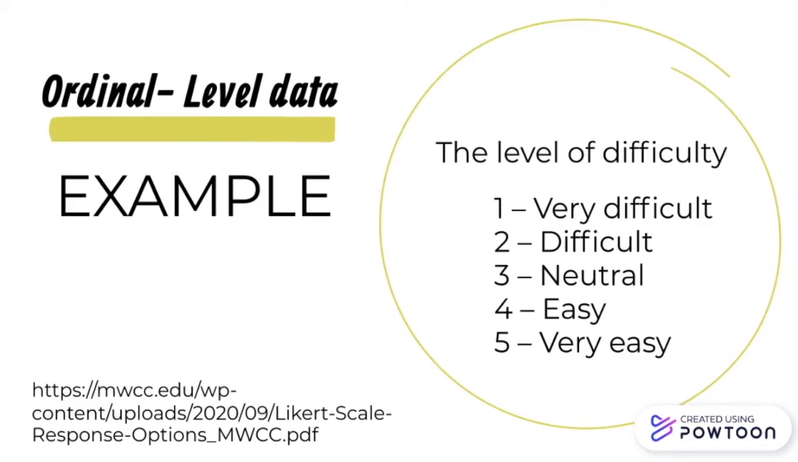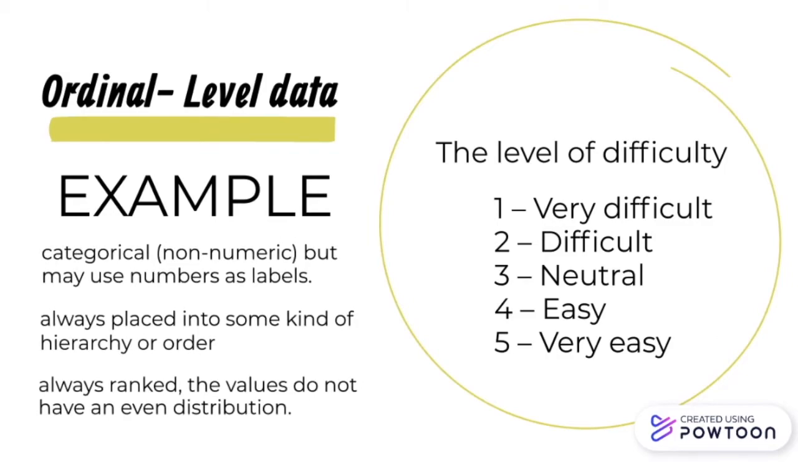Based on the example, you can identify that ordinal data are categorical, non-numeric, but may use numbers as labels. Ordinal data are always placed into some kind of hierarchy or order. While ordinal data are always ranked, the values do not have an even distribution.